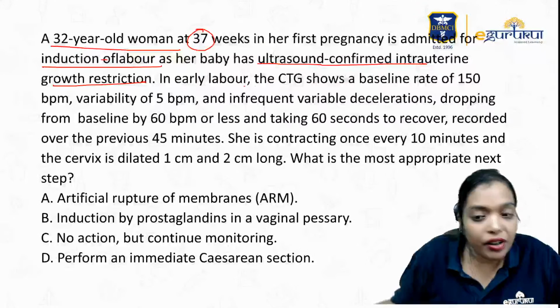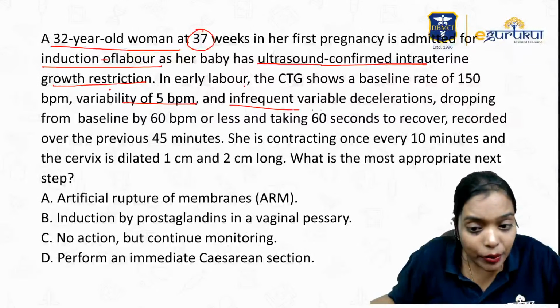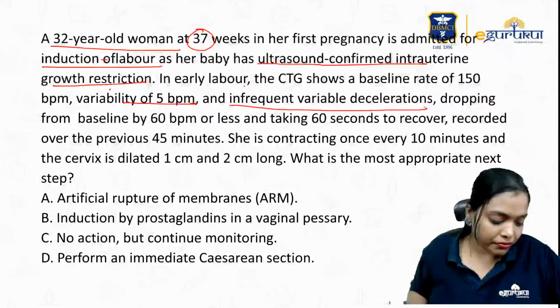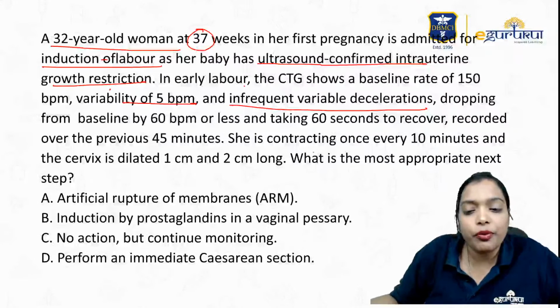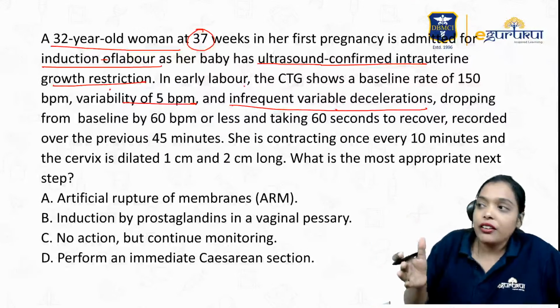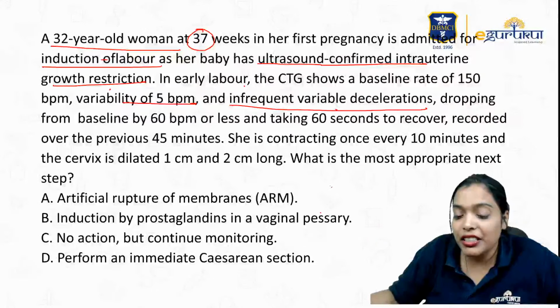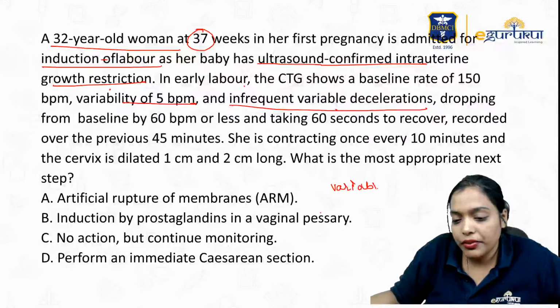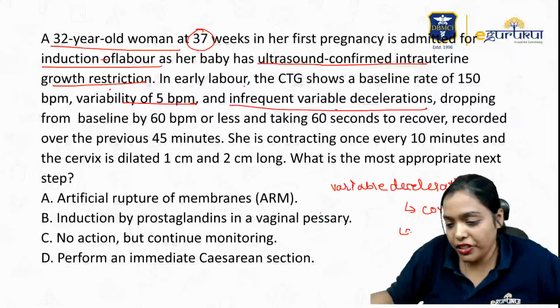In early labor, CTG shows a baseline rate of 150 beats per minute, variability of 5 beats per minute, infrequent variable deceleration. Now, how many of you know regarding the CTG? What do you think is variable deceleration? So, variable deceleration is something where the deceleration is not coinciding with the contraction. So variable deceleration is seen with cord compression.